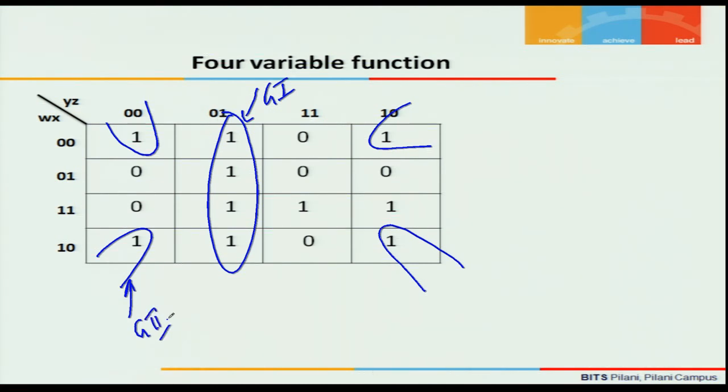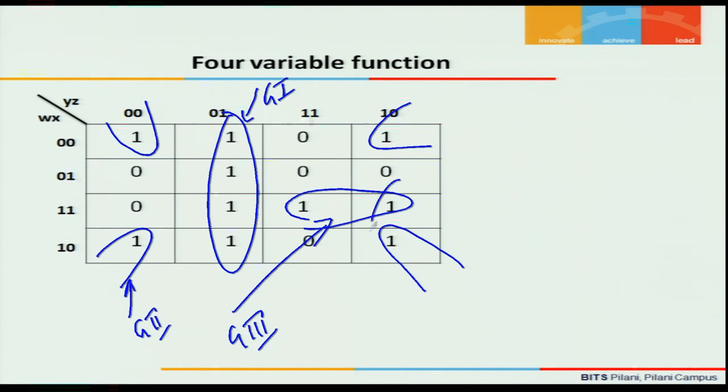Now, we have to ensure that all the ones are covered in group 1 or the other. We have already covered 8 ones, there are 2 more ones pending. We could form these 2 as a group, which results in another term corresponding to group 3. Now, are there any valid groups possible in this map?